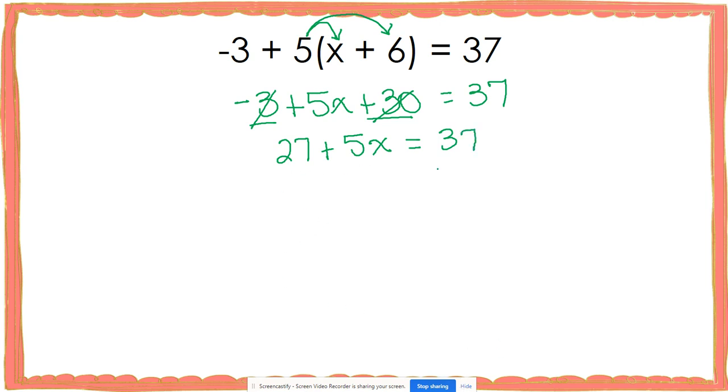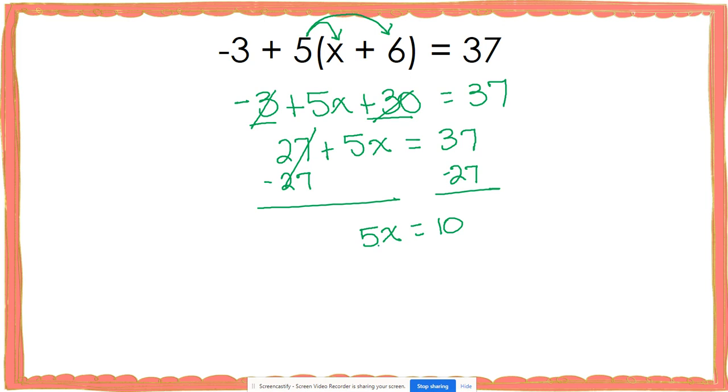Now I can see that both sides of my equation are simplified, so now I can isolate my variable. I'm going to get rid of my 27 first. So to get rid of 27, you see that this is a positive 27. So to remove it, I am going to subtract 27 from both sides of this equation. 27 minus 27 will cancel, and this leaves me with positive 5x. On this side, I have 37 minus 27, which leaves me with 10.